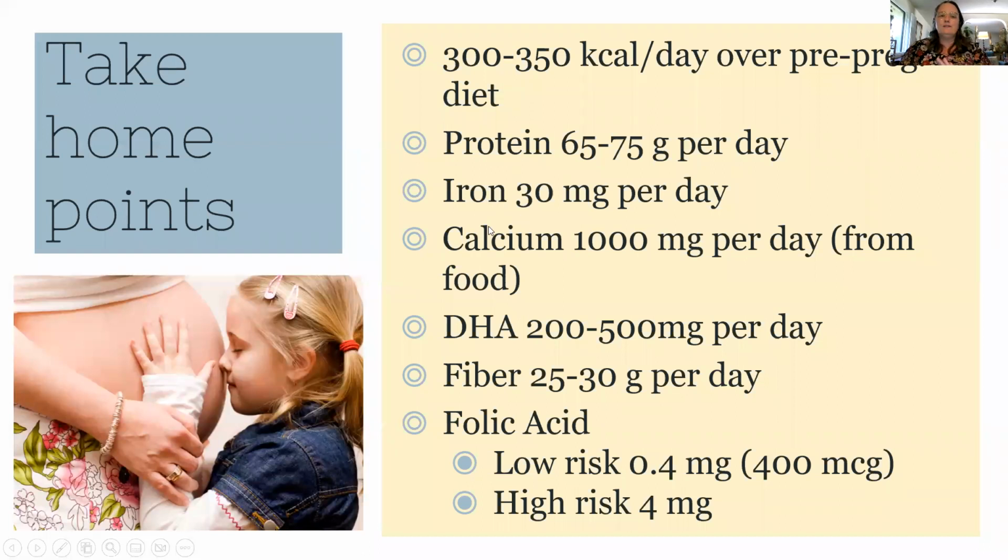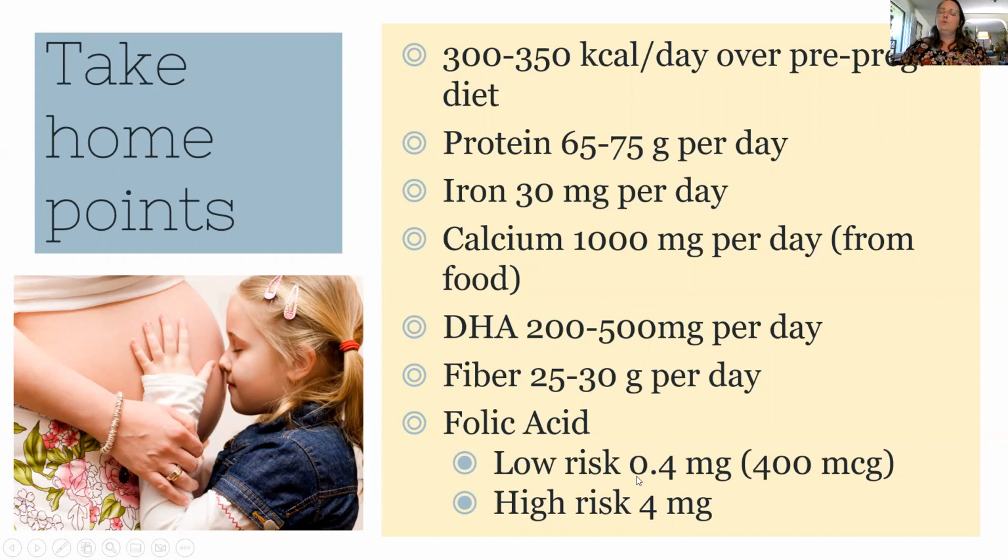Here are the take-home points about nutrition. They need about 300 to 350 calories per day over the pre-pregnancy diet. Protein, we need to increase that protein, and it does not have to be from animal sources. There are other ways of getting protein. Iron is about 30 milligrams per day, calcium about 1,000 milligrams per day, DHA, fiber, and folic acid.